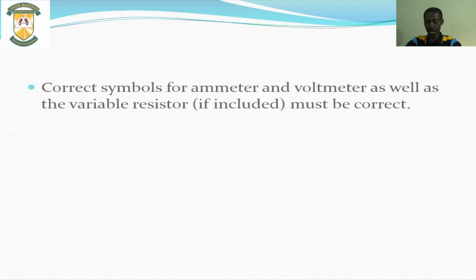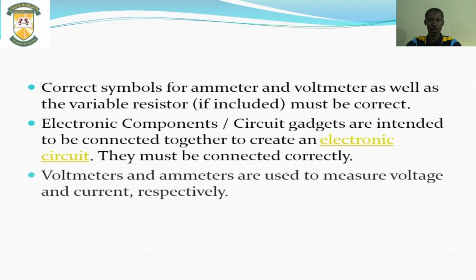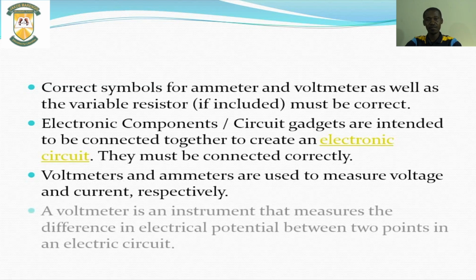How do we connect circuit gadgets? With an ammeter and a voltmeter, including the variable resistor, you need to make use of the correct symbols. And above all, electronic components, gadgets, are supposed to be connected in such a way that the circuit works. So they must be connected correctly. Starting with the voltmeter and ammeter, they are used to measure voltage and current respectively.